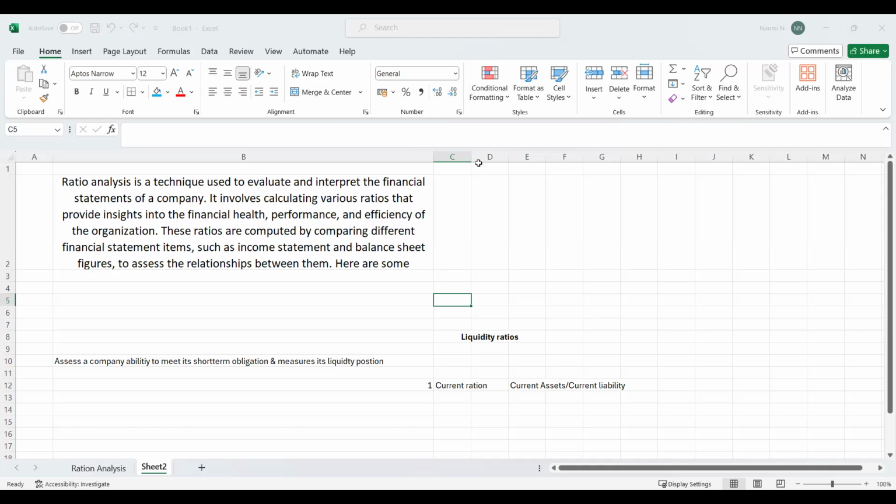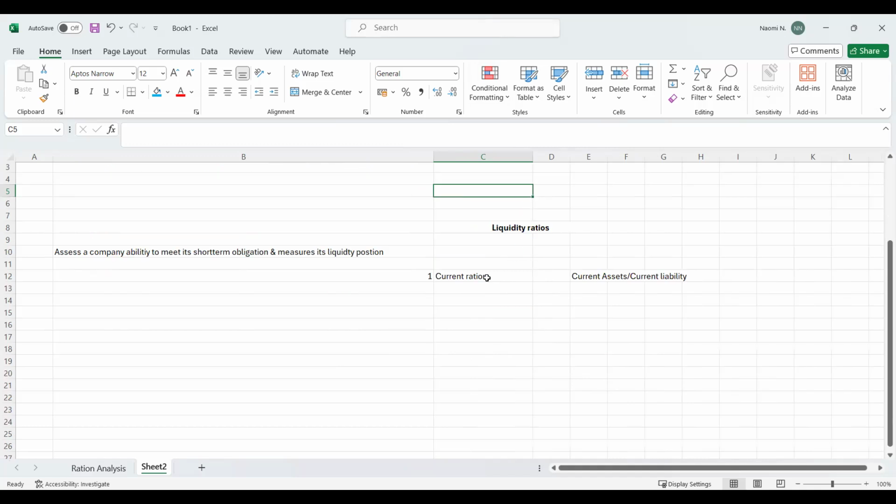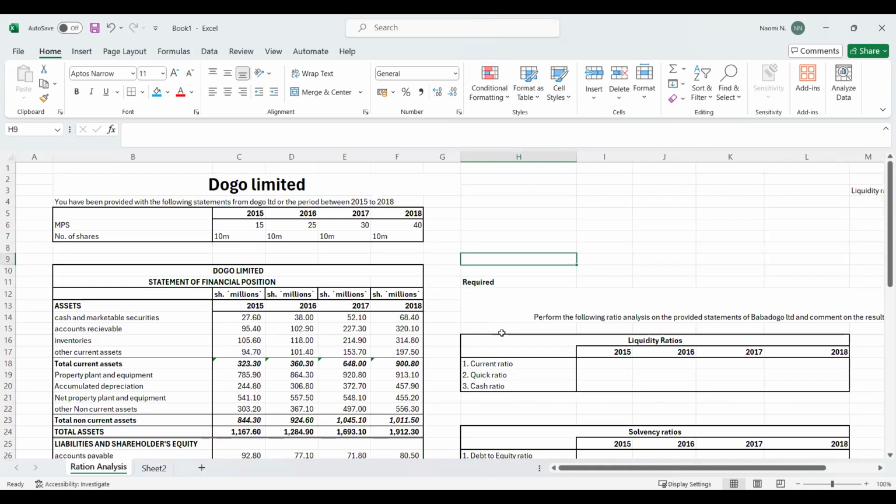So under the liquidity ratio, we have 3 ratios that we calculate. We have the current ratio, we have the quick ratio, and we have the cash ratio. The current ratio is calculated by the current asset divided by the current liability. And we'll go here and try to calculate the current ratio. So here is how we do it.